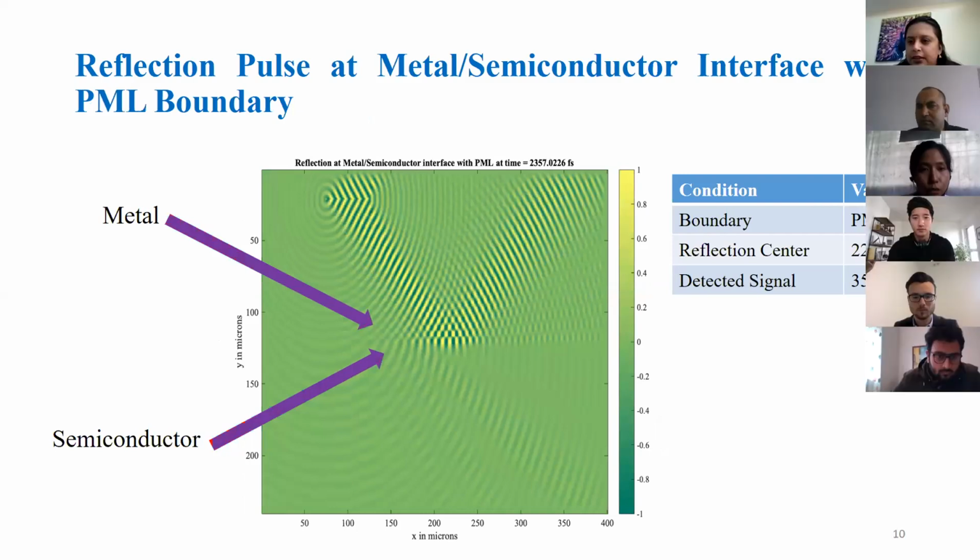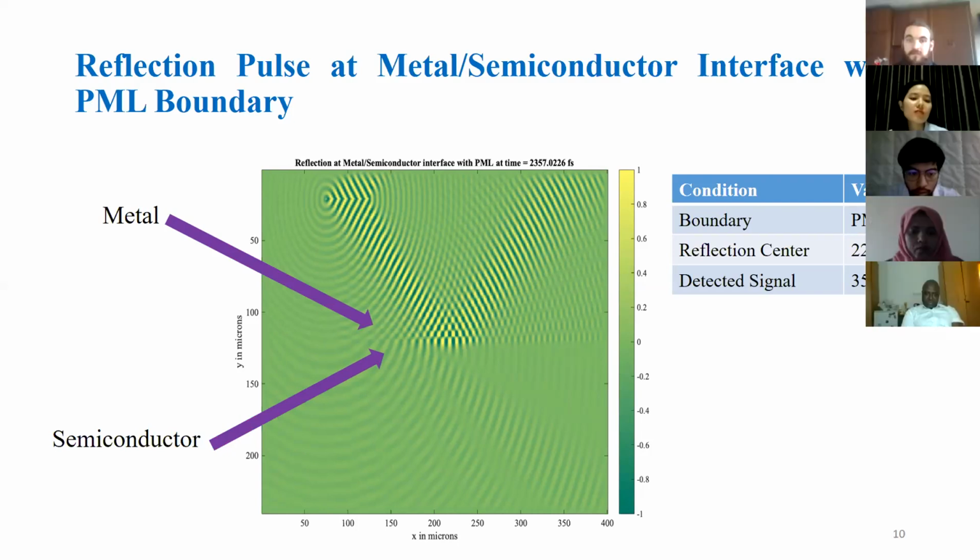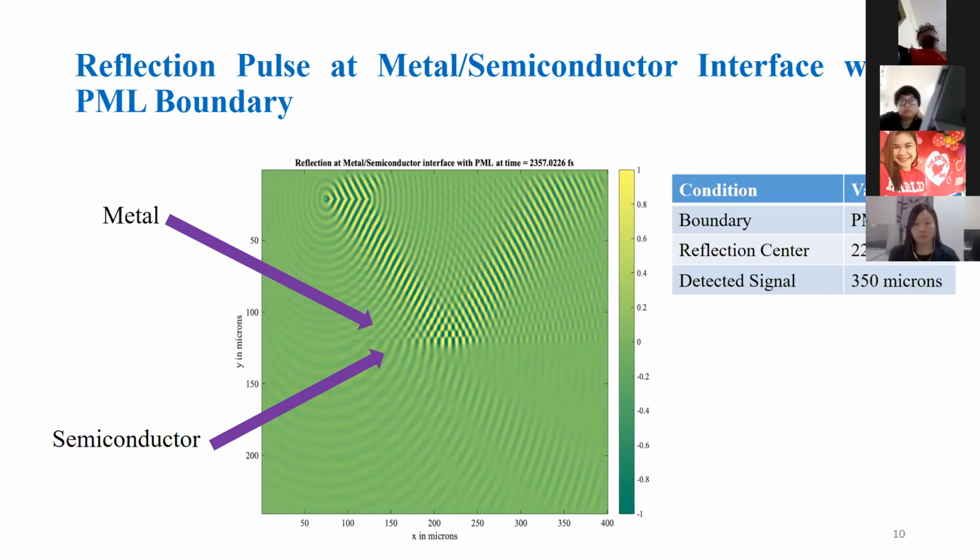This result shows the reflection signal with PML boundary condition. The light source is incident on the metal and semiconductor interface. Using this PML boundary condition, we can see the center of reflection at about 225 micron, and also detect the reflection signal at about 350 micron scale. The PML boundary condition can detect a sharper reflected signal than the MUR absorbing boundary condition.